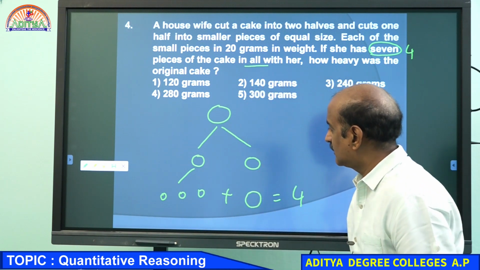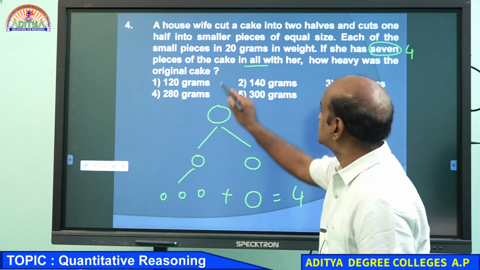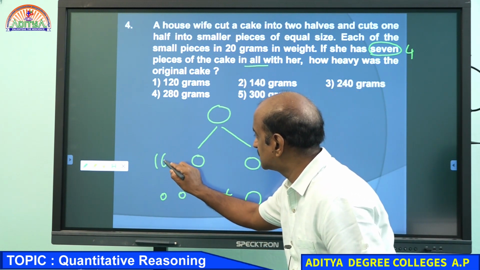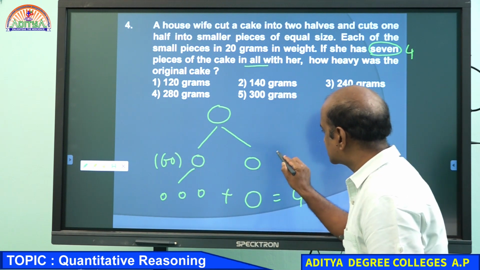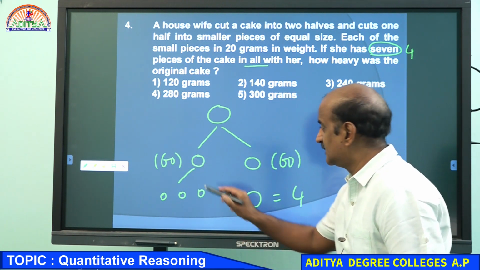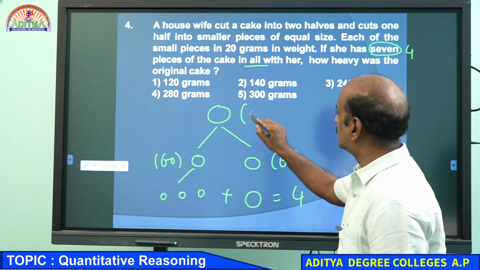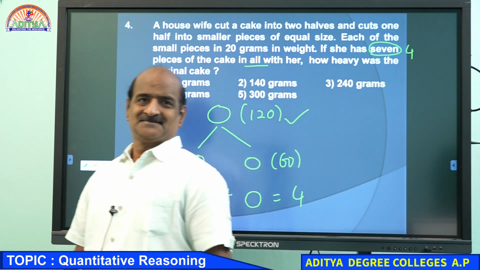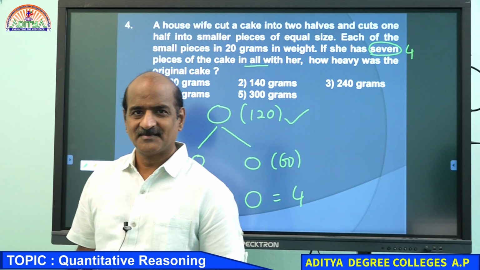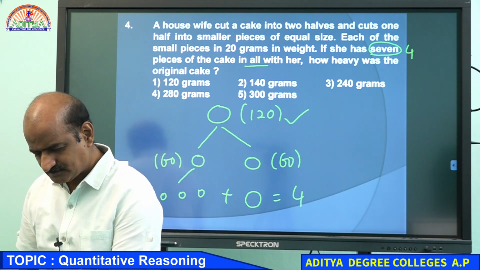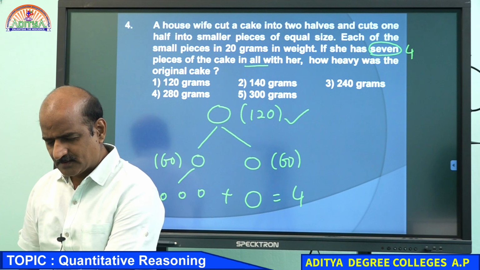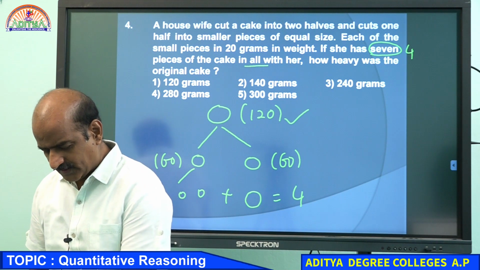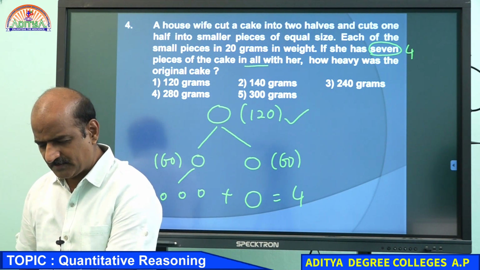You understand that? And obviously, the size of these pieces is 20 grams. 20, 20, 20, which means this must be 60. If this is 60, this is also 60. 60 plus 60, therefore, the original cake is 120 grams. But man, I hope I am clear to you. Yeah, that's very important. If you really find it difficult, we have to make some changes in the question. Accordingly, we can make a move. That's not a very big issue, man. We can definitely make it.